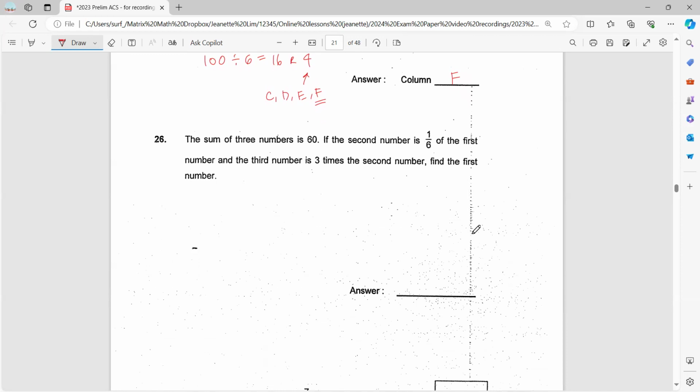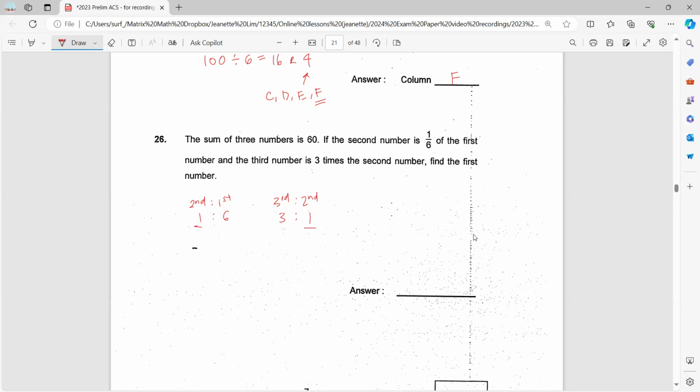Question 26, the sum of 3 numbers is 60. If the second number is 1/6 of the first number, and the third number is 3 times the second number, find the first number. I'll do ratio for this. The second number is 1/6 of the first, so second number is 1 unit, first number is 6 units. Then third to second: the third number is 3 times the second number, so 3 to 1. Common base is your second number, which is already the same.